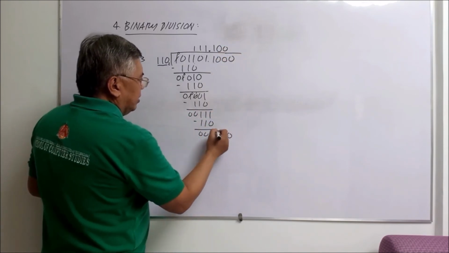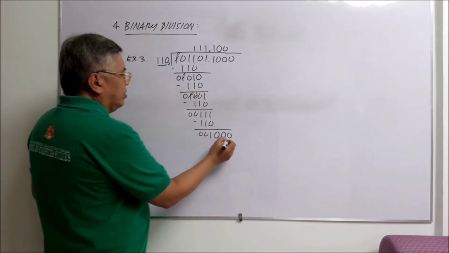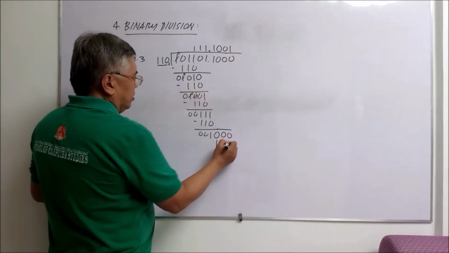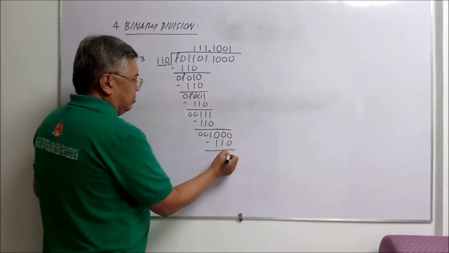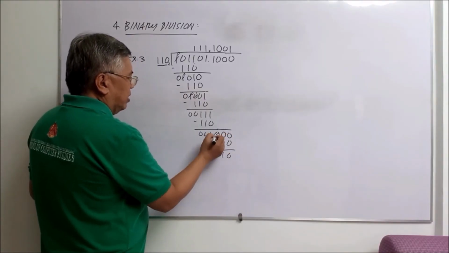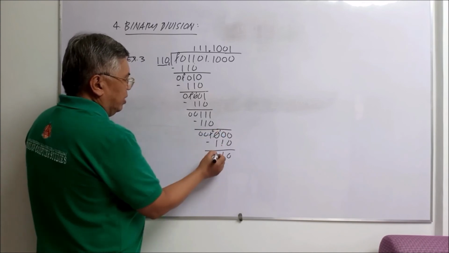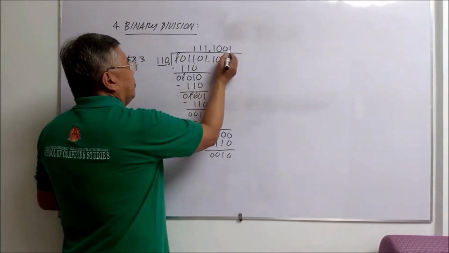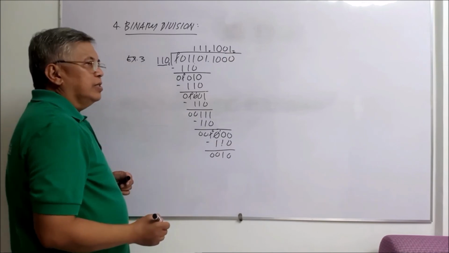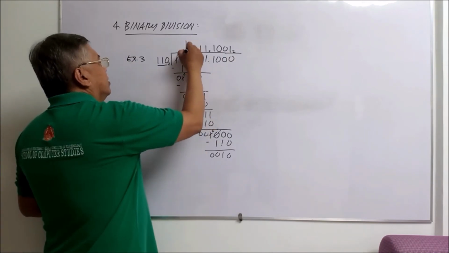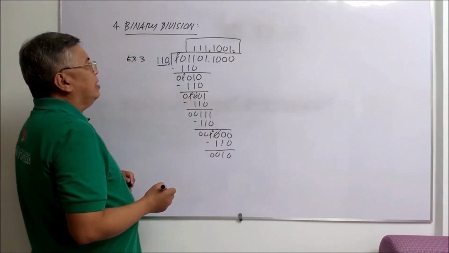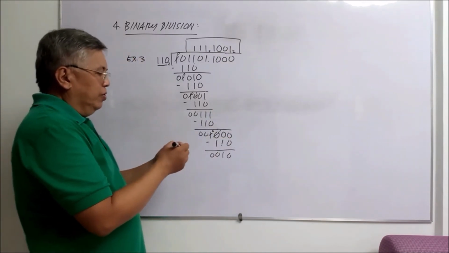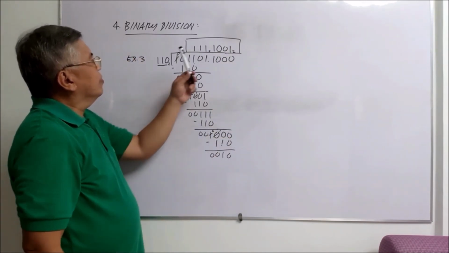Bring down 0. Okay? Now, 100 is now bigger than 110. So, this becomes 1. So, you have 110. Subtract. You have 0. 0 minus 1 is 1. This becomes 1. This becomes 0. You have 1 minus 1 is 0. Bring down 0. Then, you have already 4 digits here. 1, 2, 3, 4. So, you can stop your series of division. So, this becomes your final answer. Okay? So, you have 111.1001 of base 2.